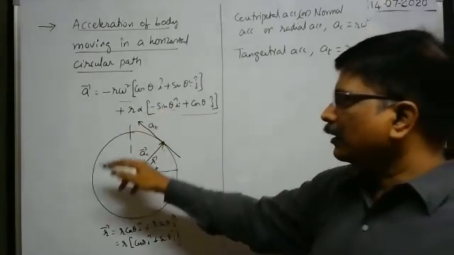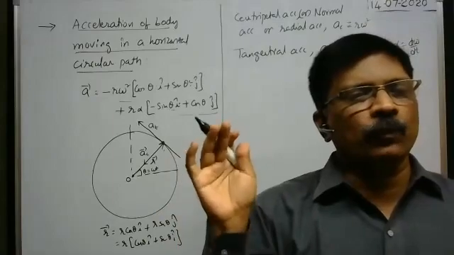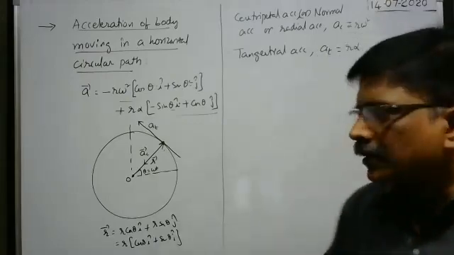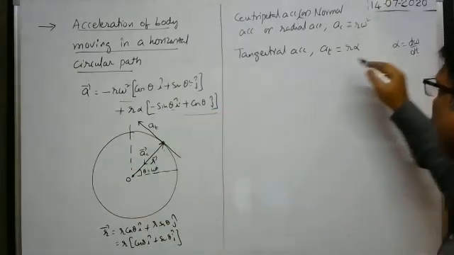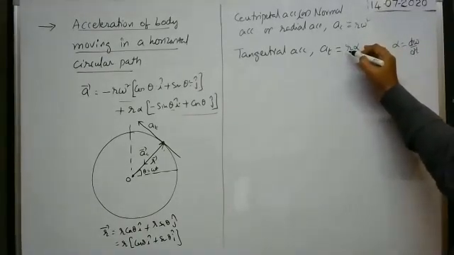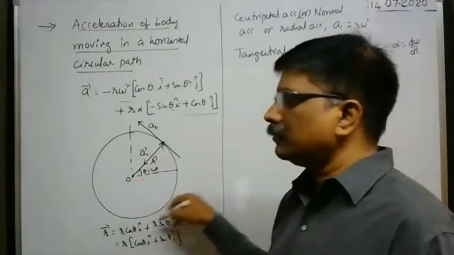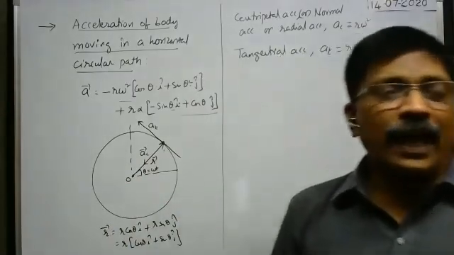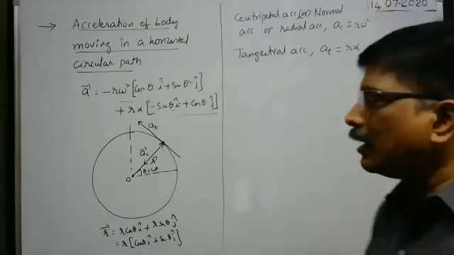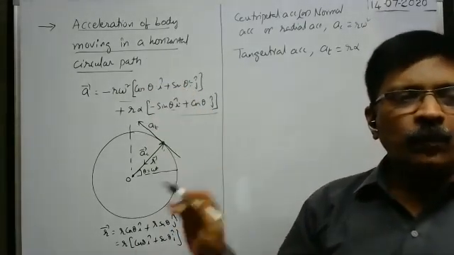Suppose the body moves along the circular path with constant angular velocity. Then tangential acceleration is 0, because when the body moves along the circular path with constant angular velocity, angular acceleration becomes 0. Whenever angular acceleration becomes 0, tangential acceleration is 0. That means the body moves with constant speed along the horizontal circular path.